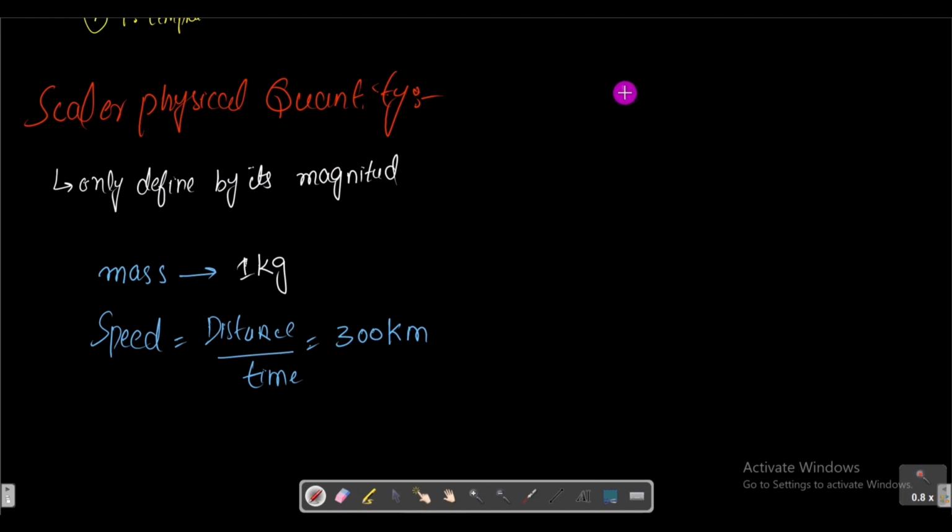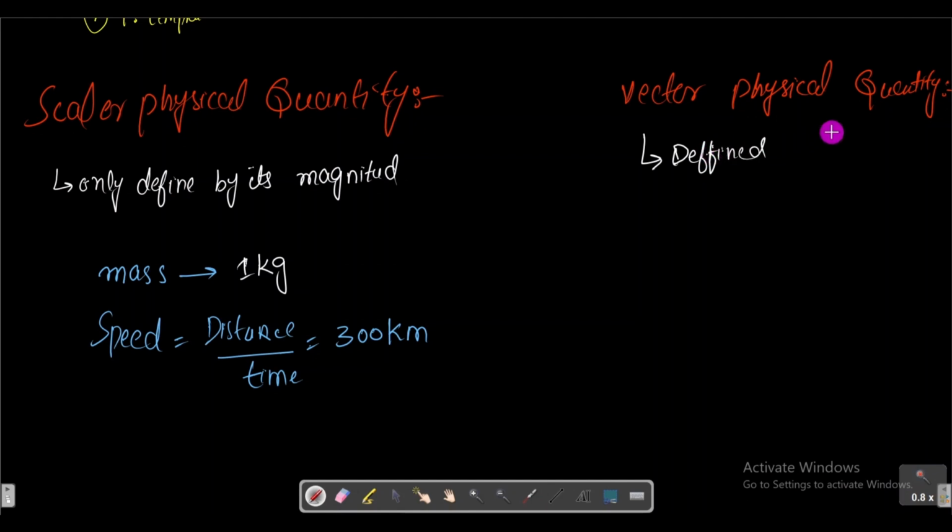The other one is the vector physical quantity. Vector physical quantities are those quantities which are defined by their magnitude and also their direction. So it is defined by magnitude plus direction.